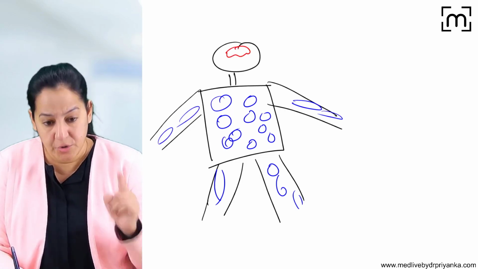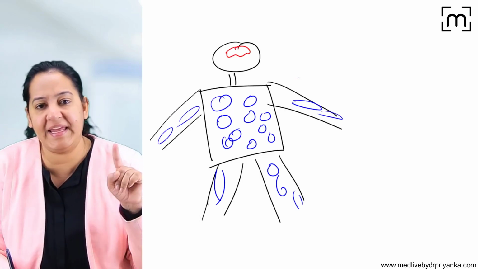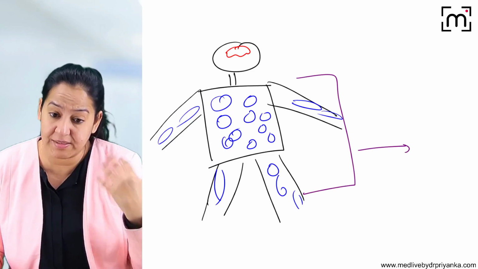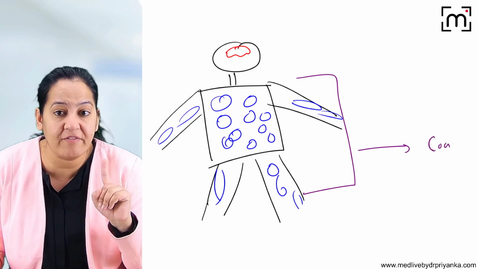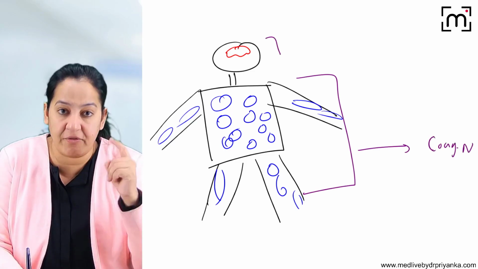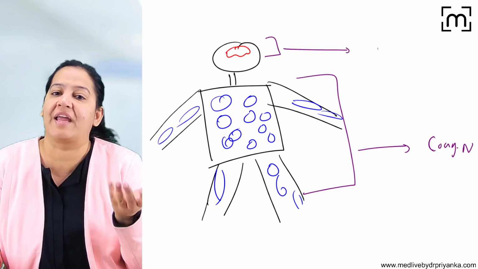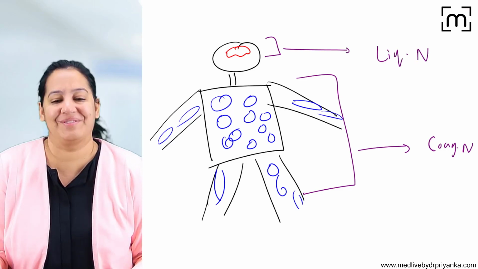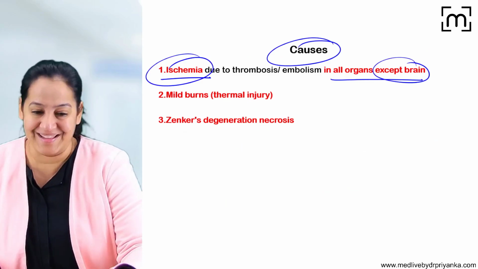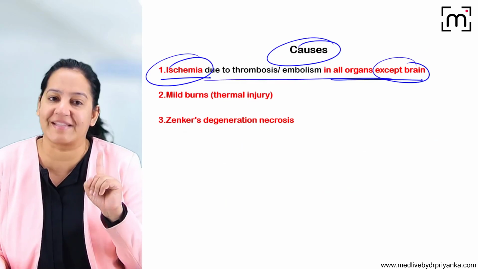Now if ischemia occurs in any of the organs, the cells of that organ start dying because of coagulative necrosis. But if there is ischemia of the brain, the cells of the brain also start dying, because of liquefactive necrosis. How many of you got it? So please learn it: ischemia of all organs except brain.